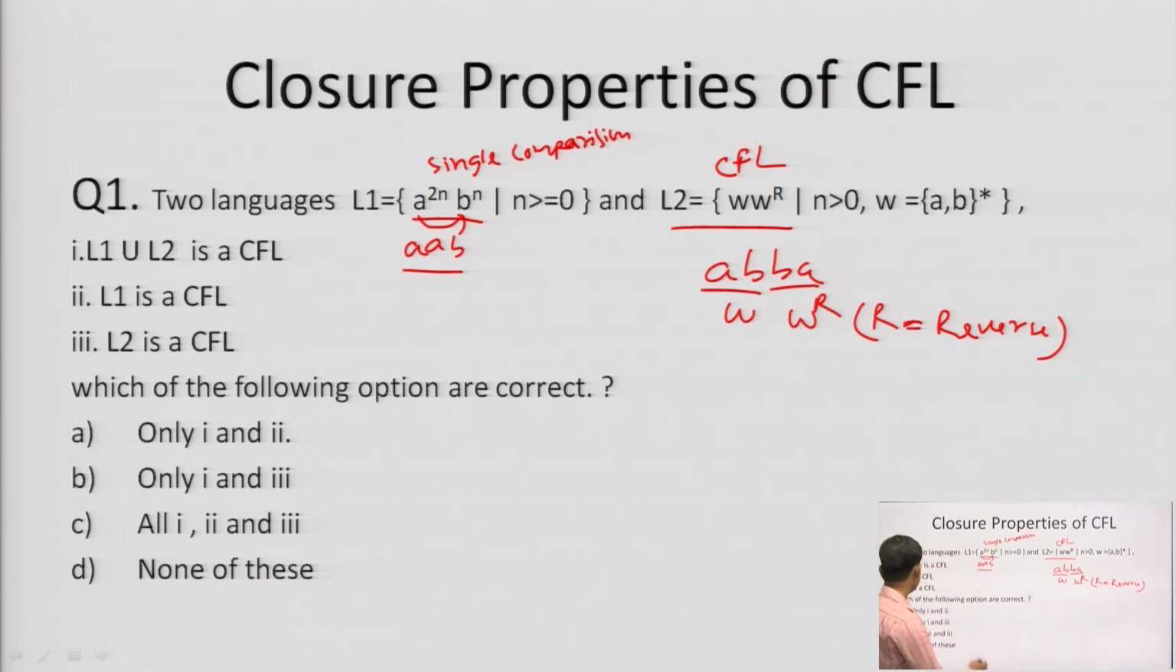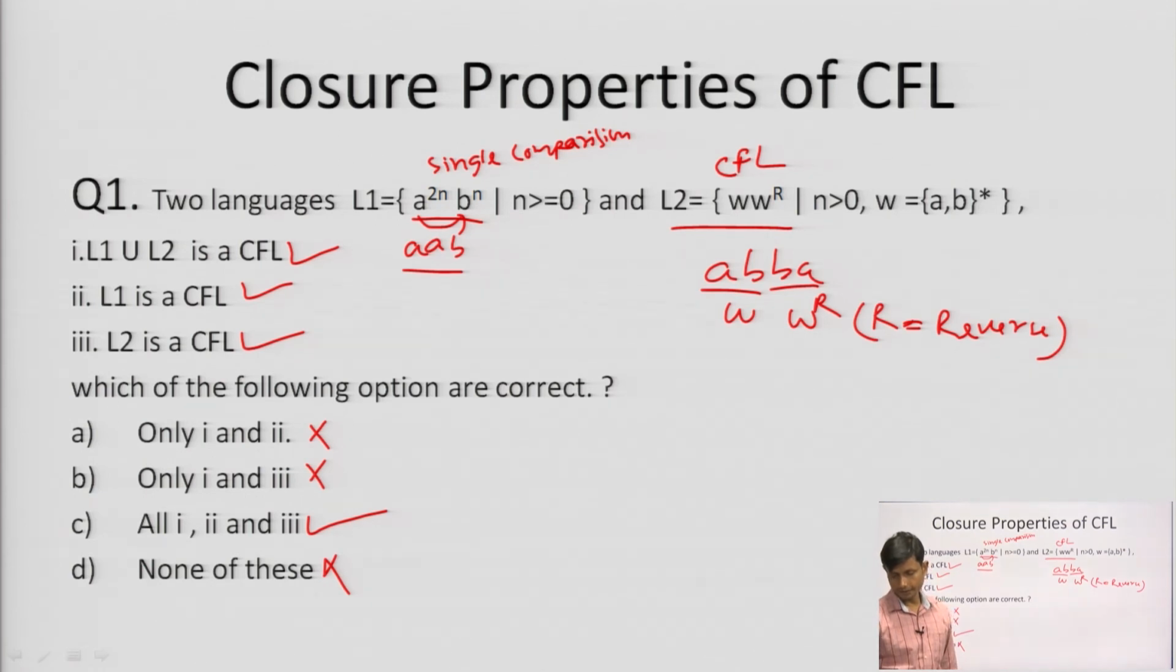So, you can see L1 is right, L2 is right, and also the union, as I already told you in the closure properties: L1, L2, L1 union L2 is also a context free language. So, these three options are correct. So, option C is the right one, the other three are wrong. This kind of question came in the GATE exam.